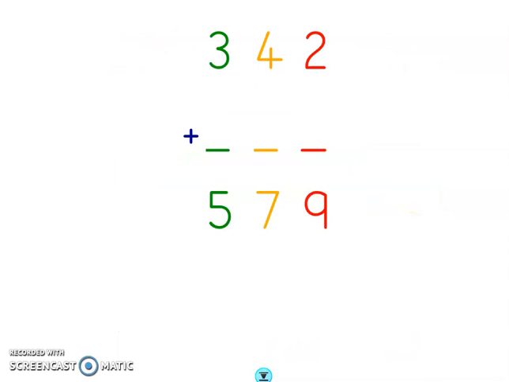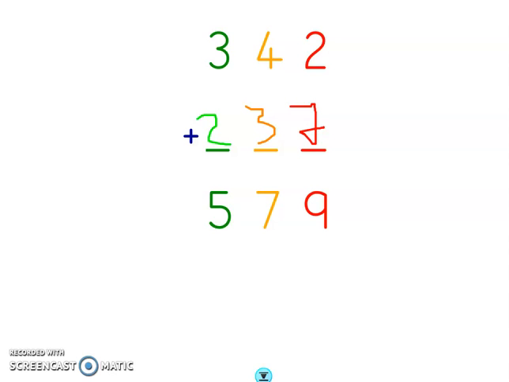Now, if we're using an abstract method, it works exactly the same way. So if we're looking at our ones, 2 plus something equals 9. So in this case, 2 plus 7. We're looking at our tens. 4 tens plus something equals 7 tens, or 4 plus 3 equals 7. And when we move to our hundreds, 3 plus something equals 5, 3 plus 2. So we've got 342 added to 237 gives me the answer 579.